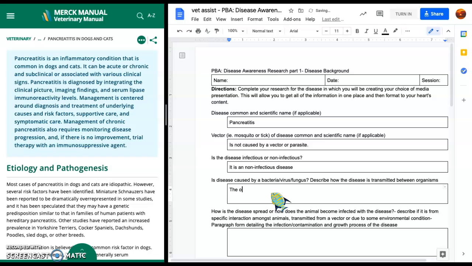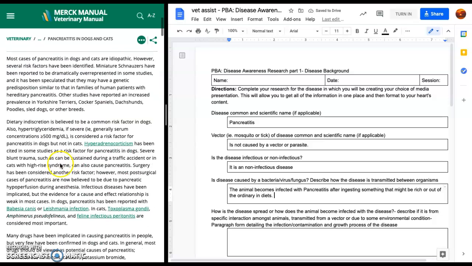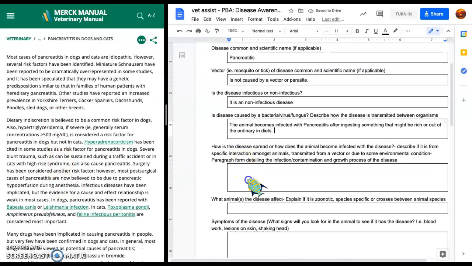Describe how the disease is transmitted between organisms. So the animal becomes infected with pancreatitis after ingesting something that might be rich or out of the ordinary. Okay, and I was able to get that from the information here. Alright, so how is the disease spread, or how does the animal become infected with the disease?